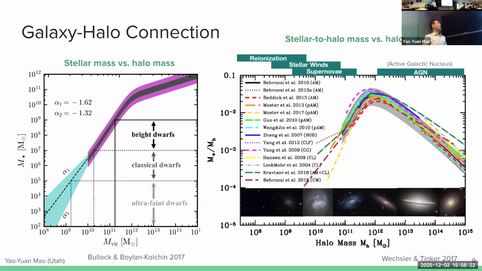This is the same plot, but showing the stellar mass to halo mass ratio on the y-axis instead. Again, the Milky Way is at the center. We now understand that this decrease is mostly due to different kinds of feedback mechanisms. On the high mass end, it is mostly due to black hole AGN feedback. On the low mass end, multiple things can contribute to the suppression of star formation.